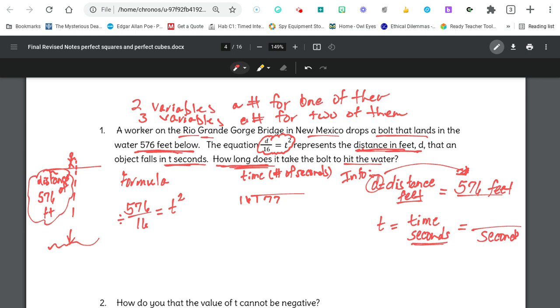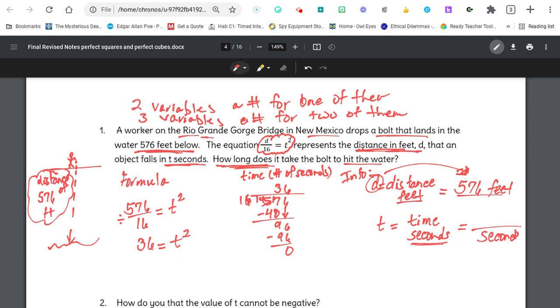Let's see what that is. Let's see if I calculate. All right, that's 48. Regroup here. That's 96. It's 36. So 576 divided by 16 is 36. So 36 equals t squared.